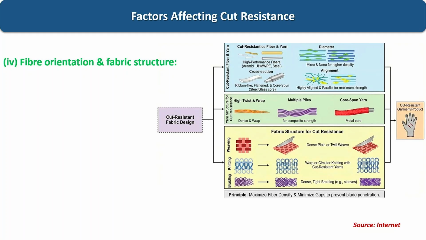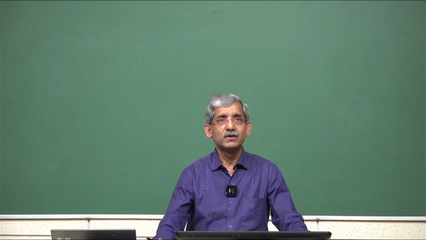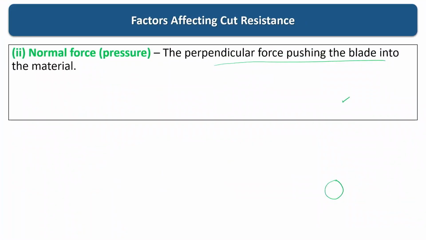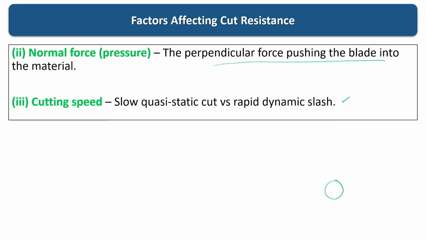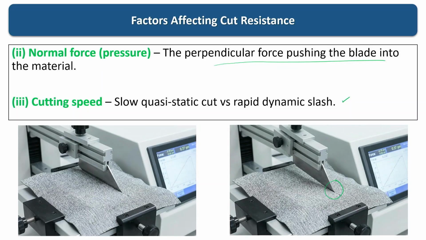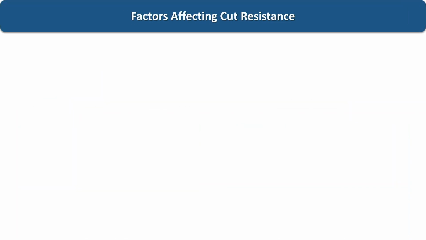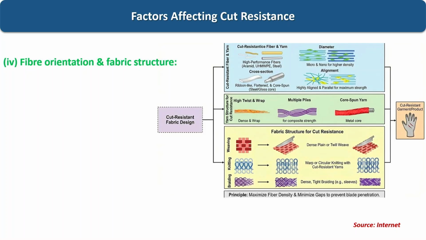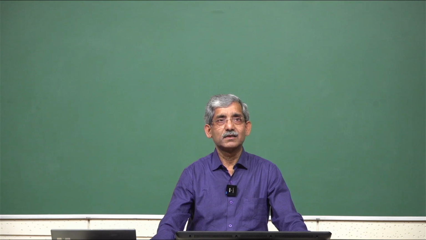There are other factors and we will continue the detailed discussion. What we have discussed are 3 factors already. One is blade geometry and angle of attack, next is the normal force or pressure applied, and cutting speed, quasi static or dynamic. Next is fiber orientation and fabric structure, and that we will discuss in the next class. Till then, thank you.